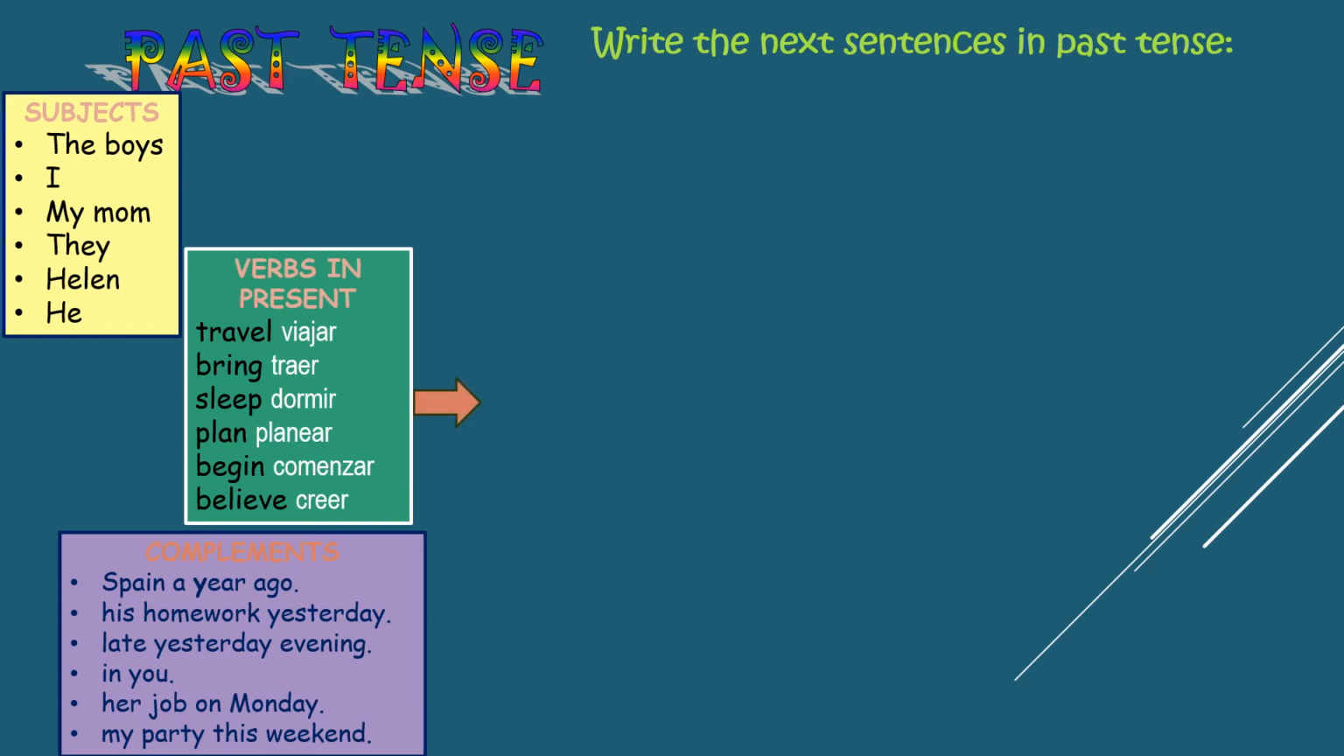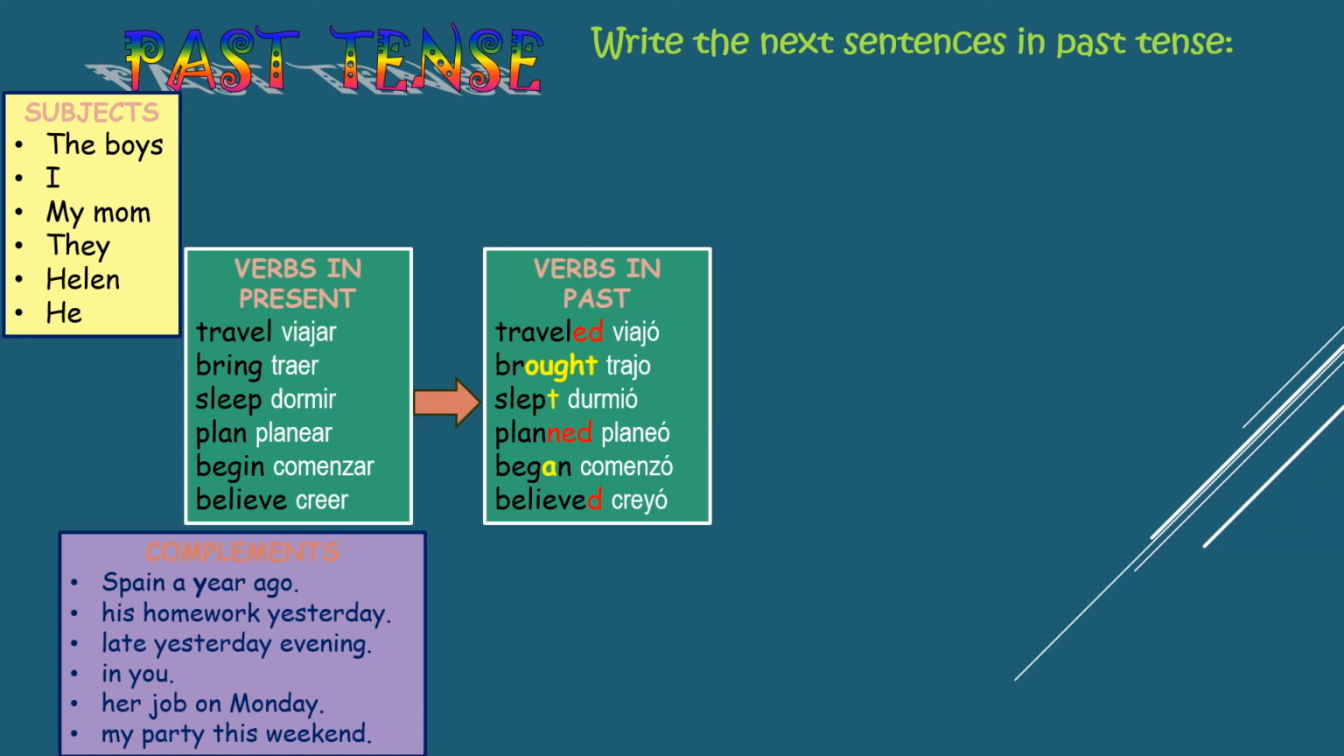The first step is transfer the verbs in present to past. We have, notice, verbs in past. Travel, traveled. Bring, brought. Sleep, slept. Plan, planned. Began and believed. Mire, en este ejercicio, antes de continuar, en la primera parte yo le presento los sujetos que están aquí, luego doy a conocer los verbos en presente y finalmente los complementos.